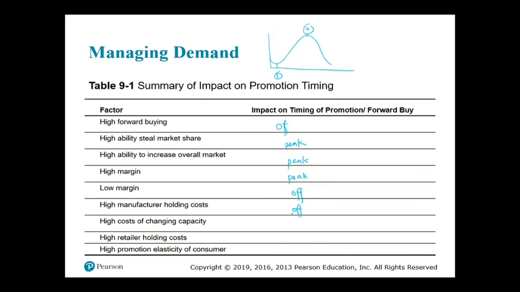High cost of changing capacity. Peak season. Because you're expecting more demand during the peak season. So what does that do to the cost of changing capacity? Right, so we should reduce the need to change capacity, right? And we do that by flattening out the demand. So again, off season.